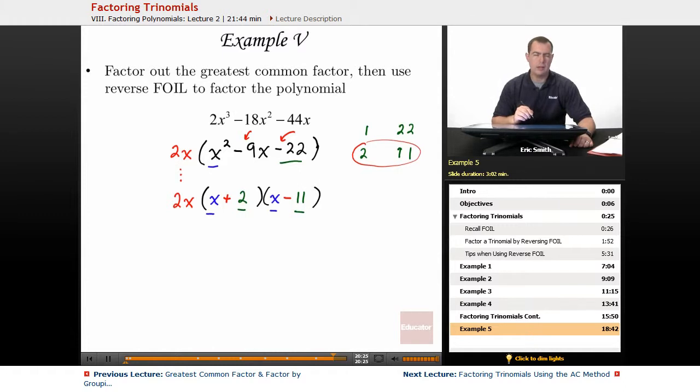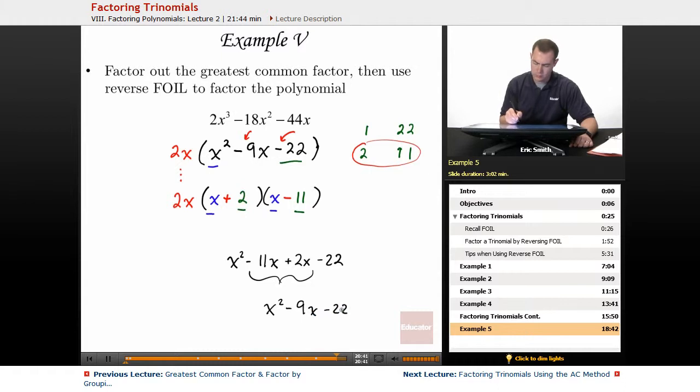And now let's just quickly combine things together and make sure that it really is the correct factorization. So x squared minus 11x plus 2x minus 22. Combining these middle guys, x squared minus 9x minus 22. So that definitely checks with this polynomial right here.